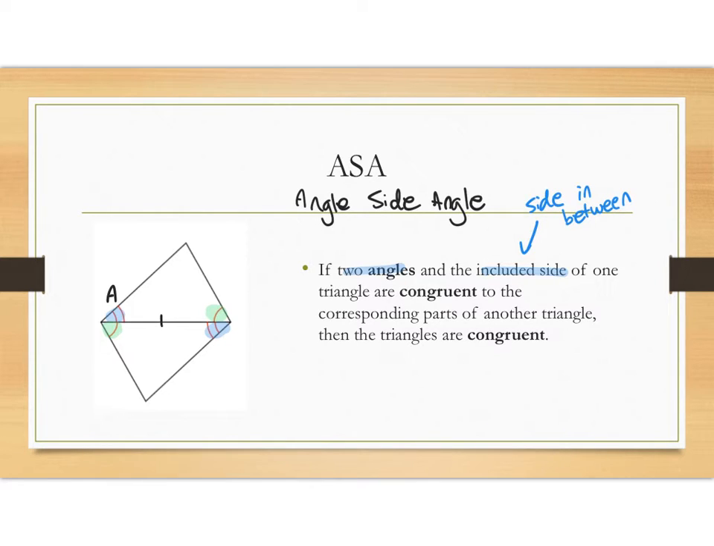So I know that an angle, a side, and an angle are congruent to an angle, a side, and an angle between my bottom and my top triangles here. That's sufficient to tell me that actually all of the corresponding angles and all of the corresponding sides are congruent. Whenever 2 angles and an included side of one triangle are congruent to the corresponding angles and included side of another triangle, those triangles are congruent. That's what angle side angle means.